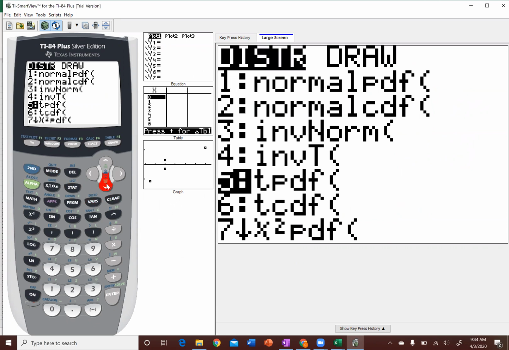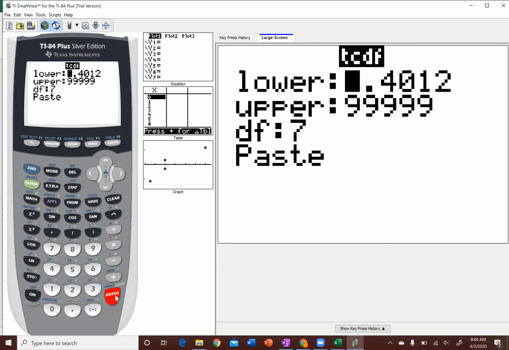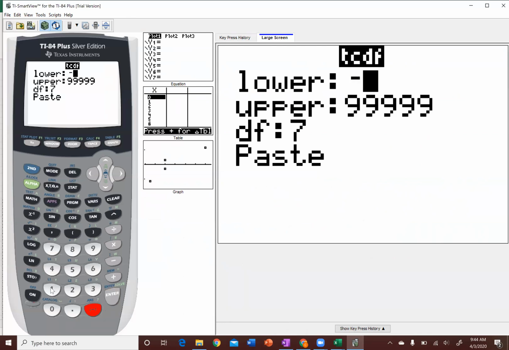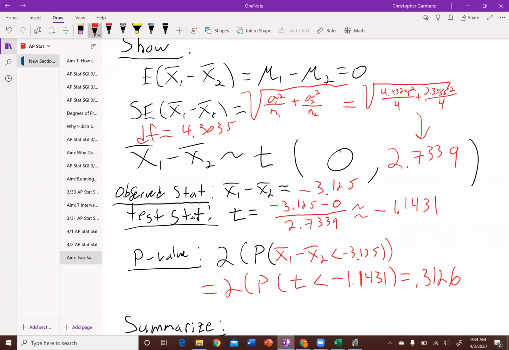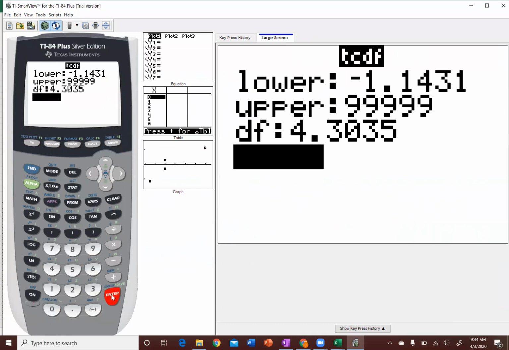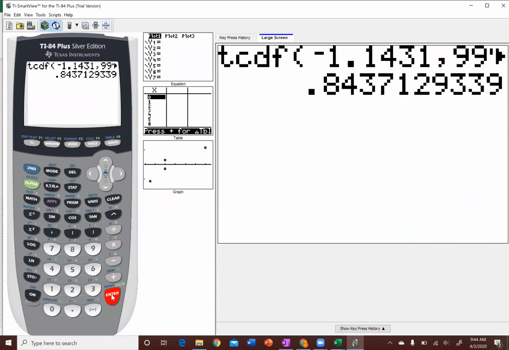Scrolling down. TCDF. All right, our lower bound is the test stat that we are observing, which is negative 1.1431. The upper bound will be some large number, and our degrees of freedom are 4.3035. Enter, enter, enter. And this is the p-value.